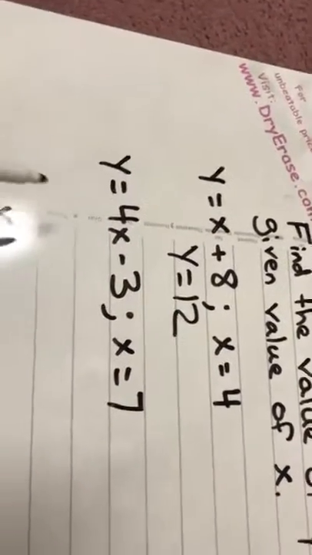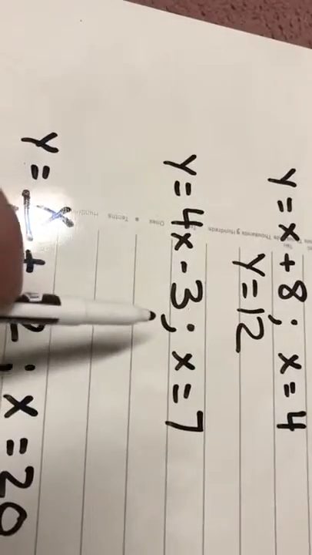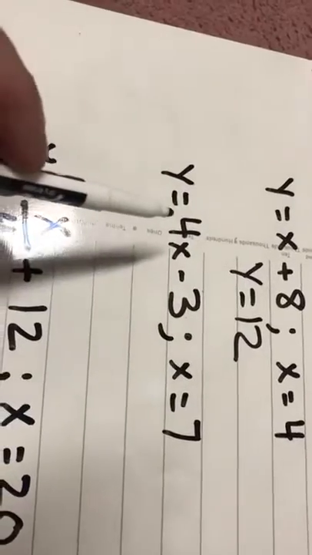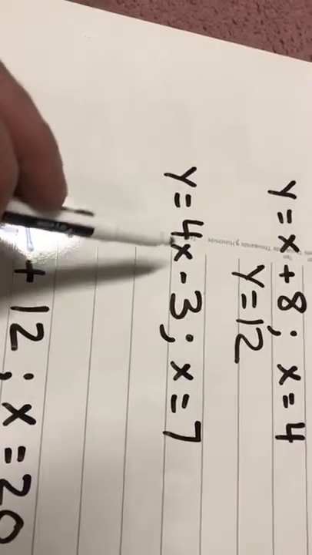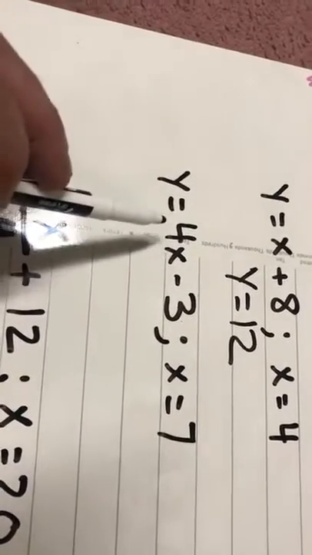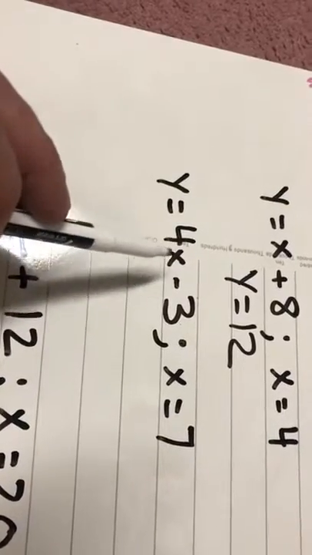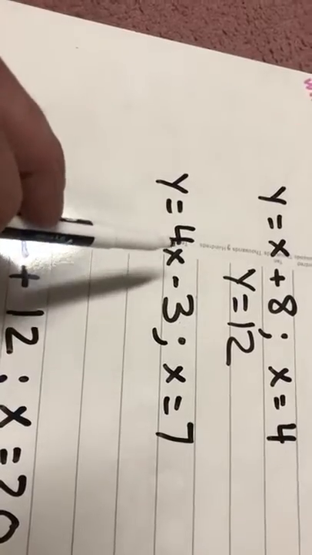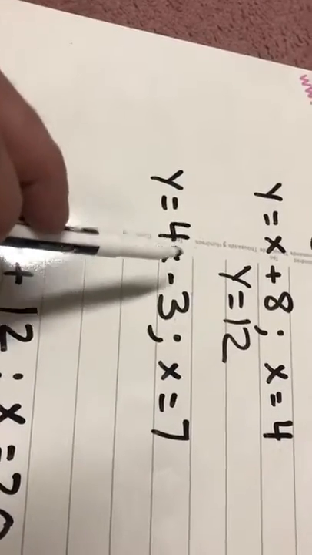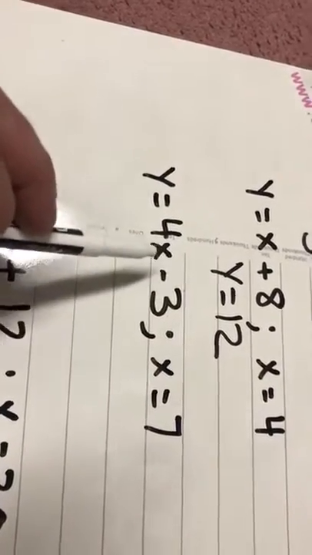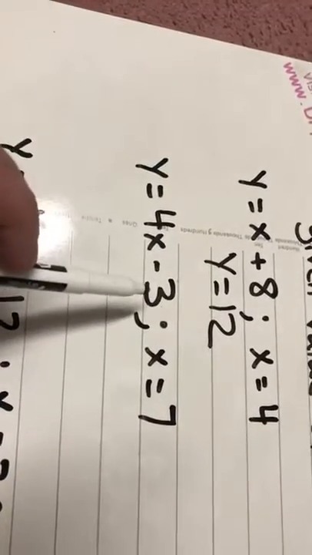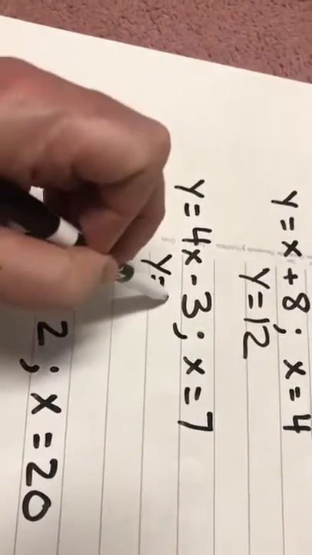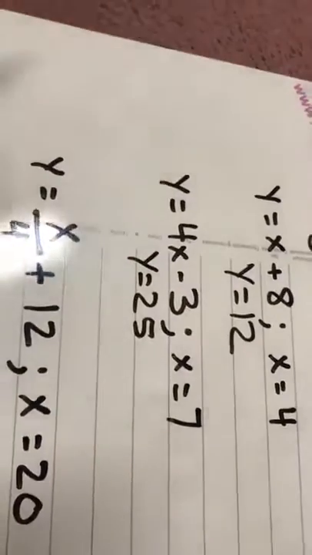It's not bad. Let's look at the next one. y equals 4x minus 3, and x equals 7. Remember, a number right next to a variable is multiplication. We know that. So this means 4 times whatever x equals. It's telling us that x equals 7, so I'm going to think 4 times 7. Well, 4 times 7 is 28, and 28 minus 3 is 25. So I know that y equals 25.